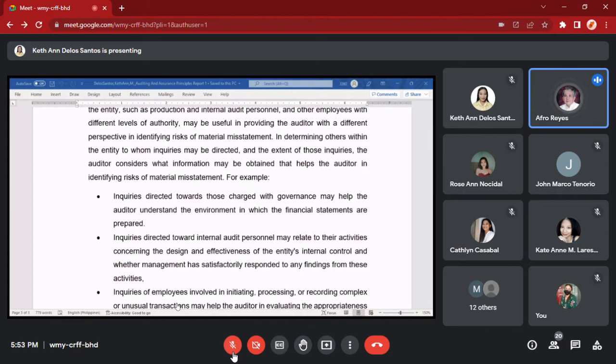Kaya ako naman tinatanong, Kate, nakita ko doon sa curriculum, tapos na kayo ng governance, ethics, internal control, risk management. So board of directors ang tamang sagot doon. Sino yung i-interviewin, tatanungin ng auditors.